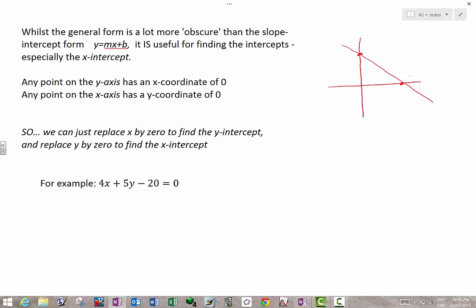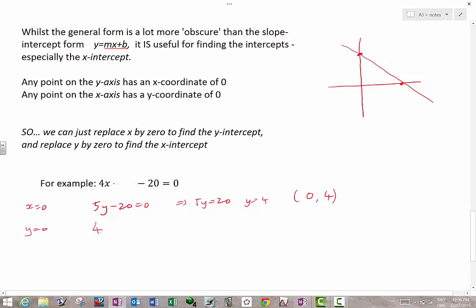So 4x plus 5y minus 20 equals 0. Well, if x equals 0, then we're left with 5y minus 20 equals 0, in which case 5y equals 20, so y equals 4. So we have (0, 4), in other words, a y-intercept of 4. Similarly, if the y was 0, then the 5y term disappears, and we're left with 4x minus 20 equals 0, so 4x equals 20, so x equals 5. So we have (5, 0). So we can quickly draw this. (0, 4) and (5, 0), and we can see straight away that the line will look something like that.